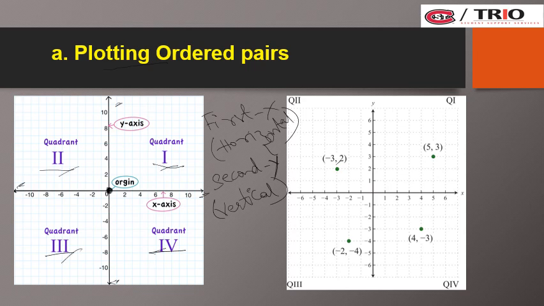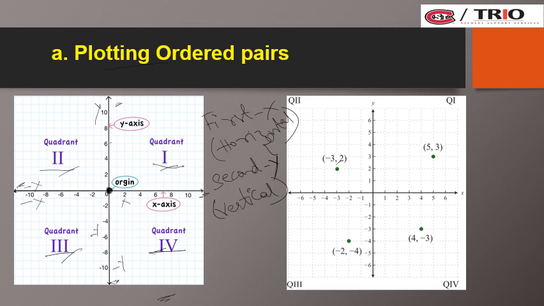Quadrant 1 has positive x and positive y. Quadrant 2 has negative x and positive y. Quadrant 3 has negative x and negative y. Quadrant 4 has positive x and negative y. So this is the basic concept of a graph.